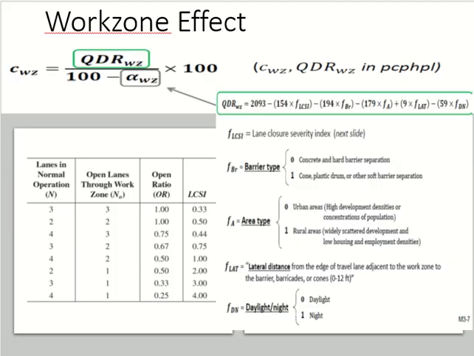Capacity of the work zone, the equation on the top. To use this equation, I need Q discharge rate. So first of all, I should find out the value of FLCSI, lane closure severity index. I have 4 lanes in each direction, and 2 of them are closed. So this combination, the FLCSI is 1.